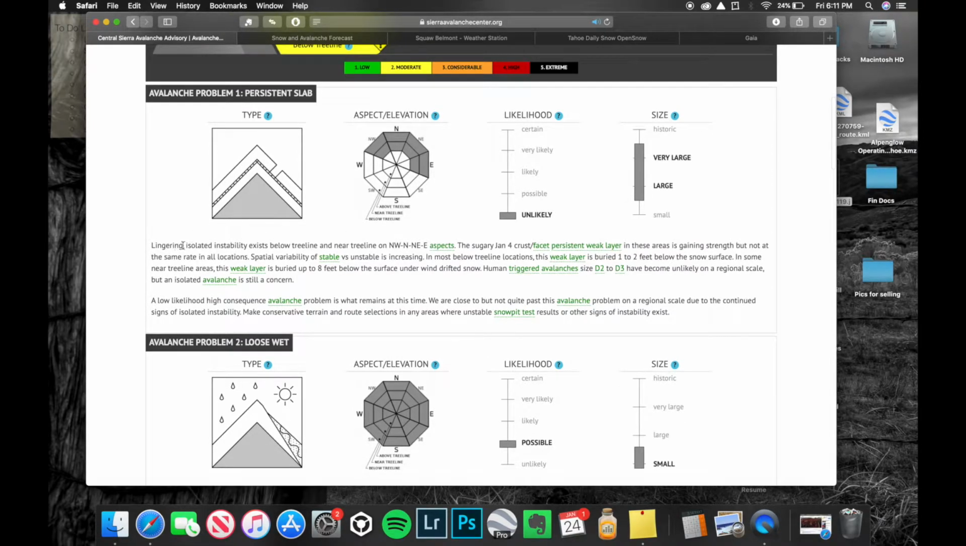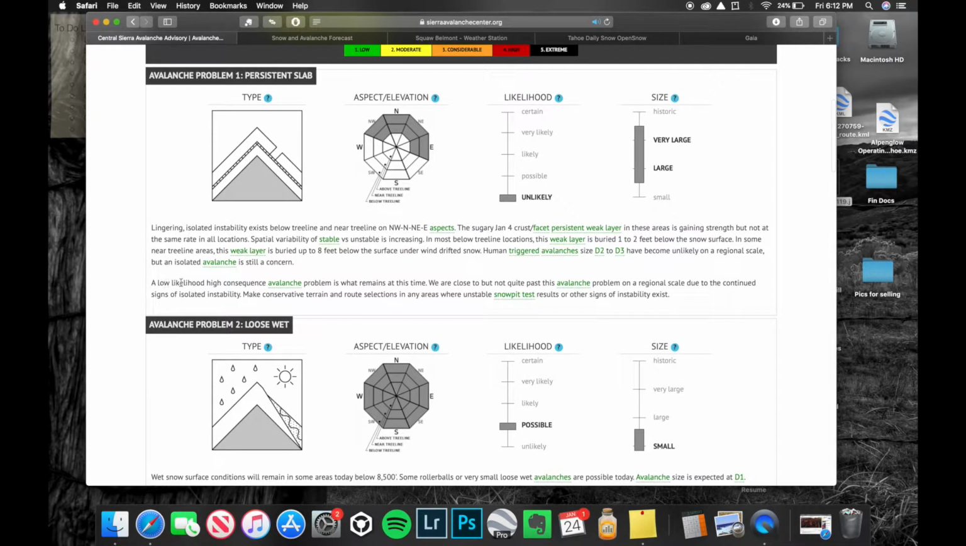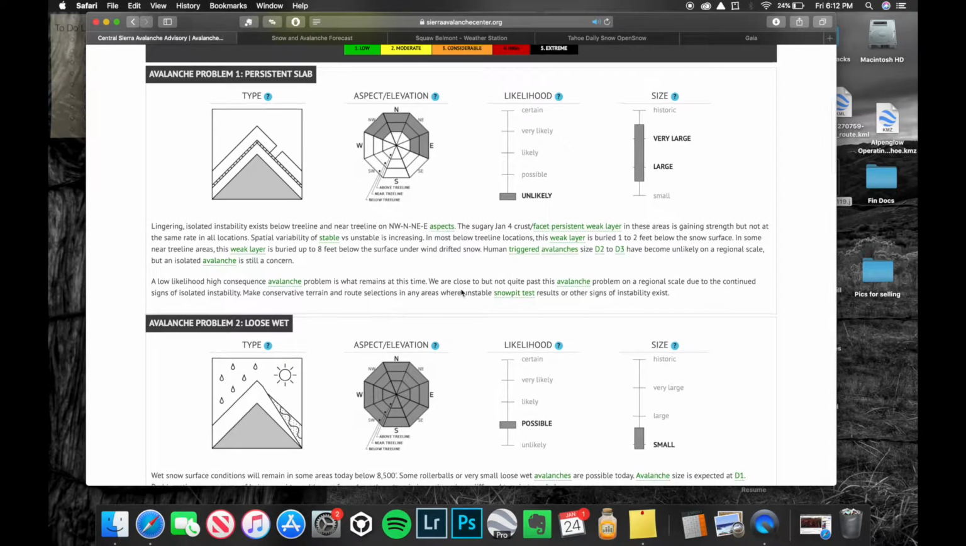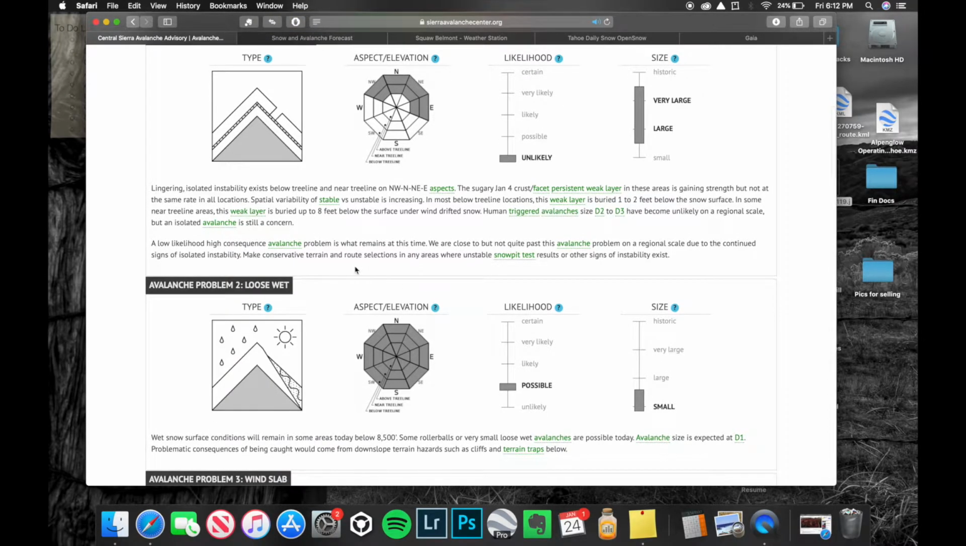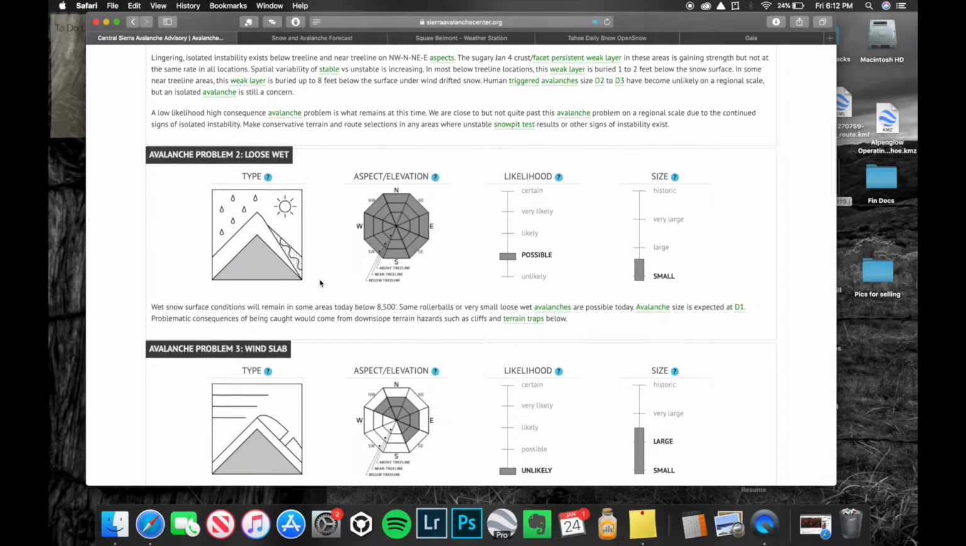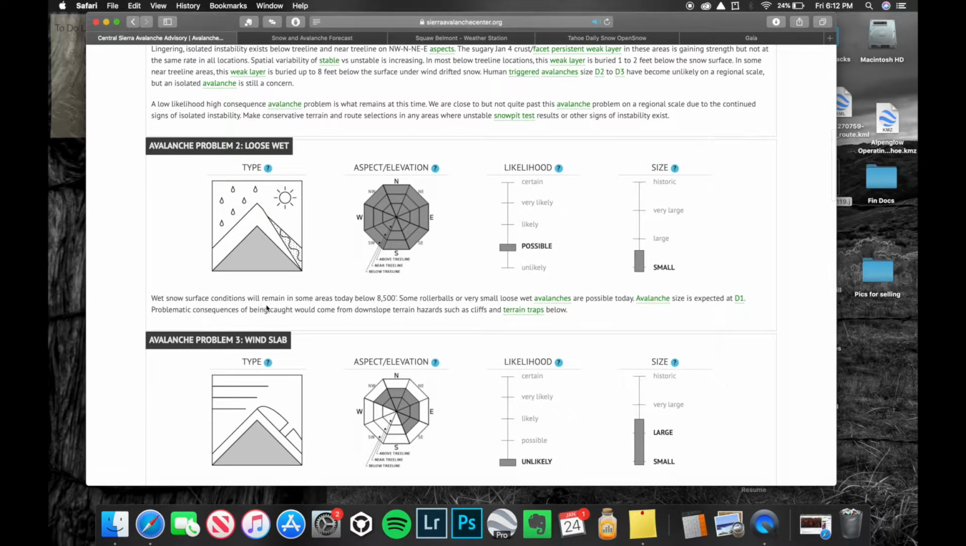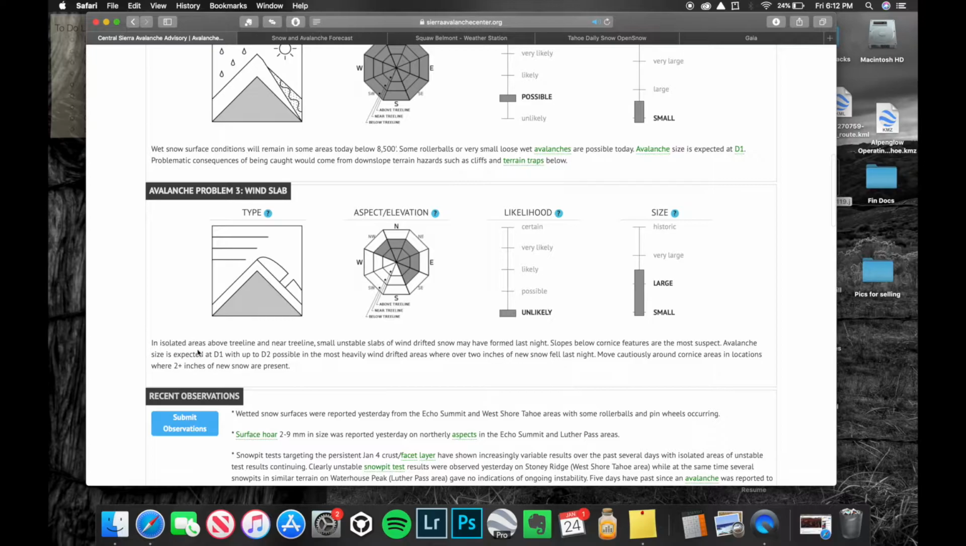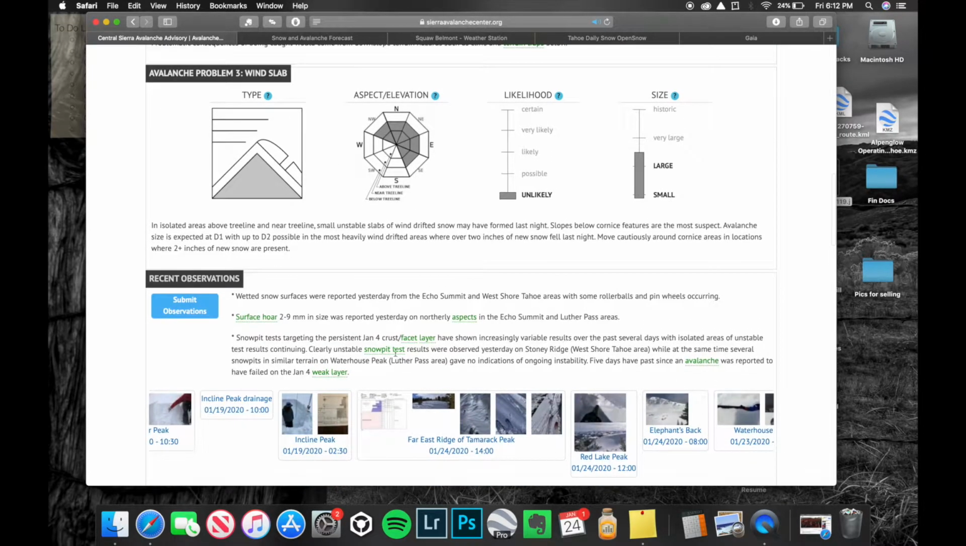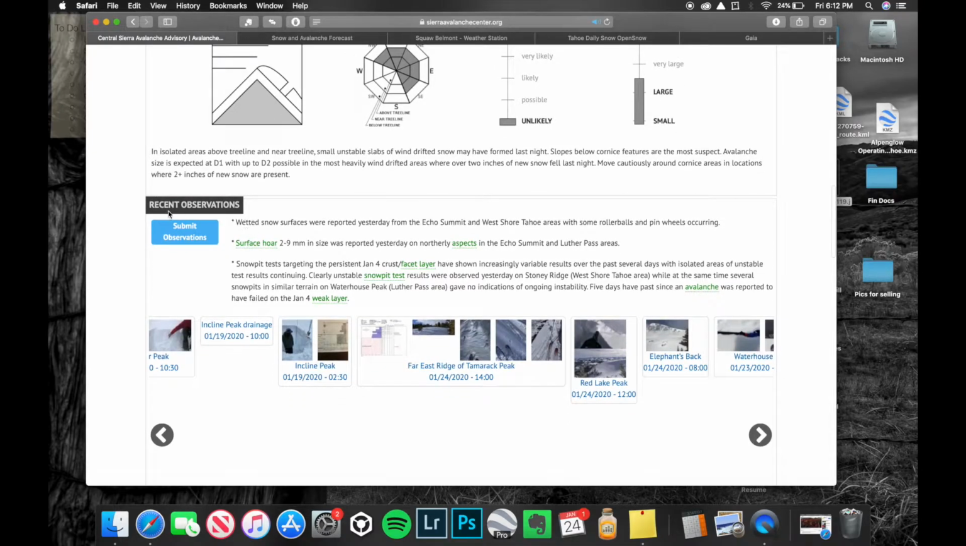And it gives you a good breakdown of what to look for, what observations have been around, and how that might affect your travel plans for the day. Then we keep going and look at the other problems that are listed, also aspect and elevation, likelihood, and short description. And then today there were 3 problems listed. So going through all 3 and kind of understanding where they live, likelihood of trigger, and how big they'll be.